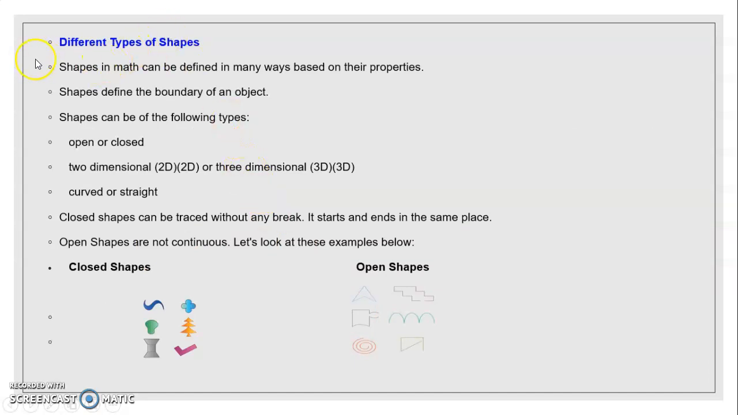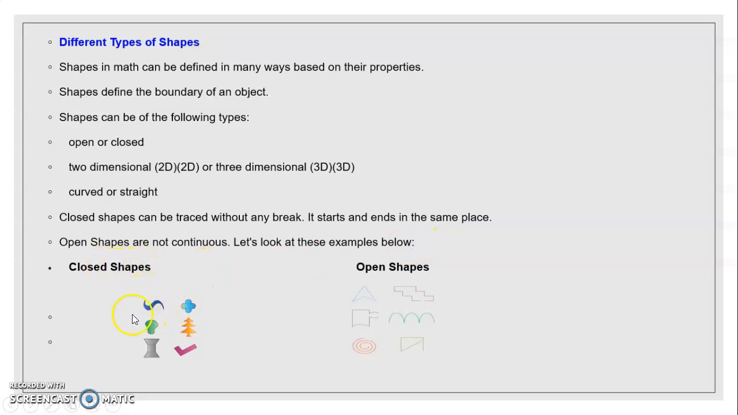Different types of shapes. Shapes in math can be defined in many ways based on their properties. Shapes define the boundary of an object. Shapes can be of the following types: open or closed, two-dimensional (2D) or three-dimensional (3D), curved or straight. Closed shapes can be traced without any break. It starts and ends in the same place. Open shapes are not continuous. Let's look at some examples below.